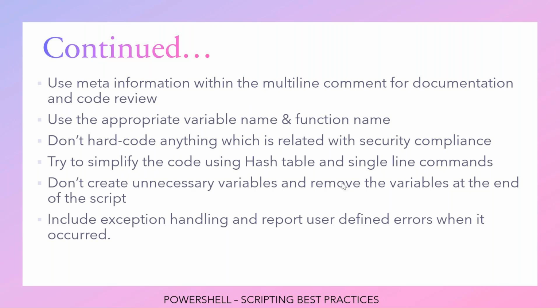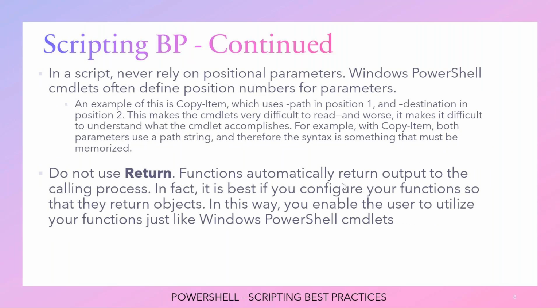Try to simplify the code using a hash table. This one we discussed in the exercise. If we have multiple data, you just use a hash table to combine all the data. Next, don't create unnecessary variables. If you are creating user defined variables, make sure it is secure to store the value, and once you have used it, you can use Remove-Variable at the end of the script in order to remove the variable. Also use exception handling. Exception handling is the try catch block, right? Whenever it is secure, try to use a try catch block.